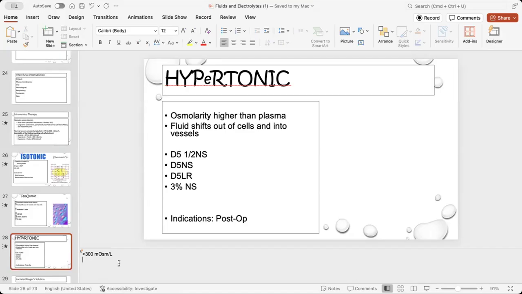So where is the fluid going with hypertonic? Into the vascular space. It's shifting out of the cells into the vascular space.